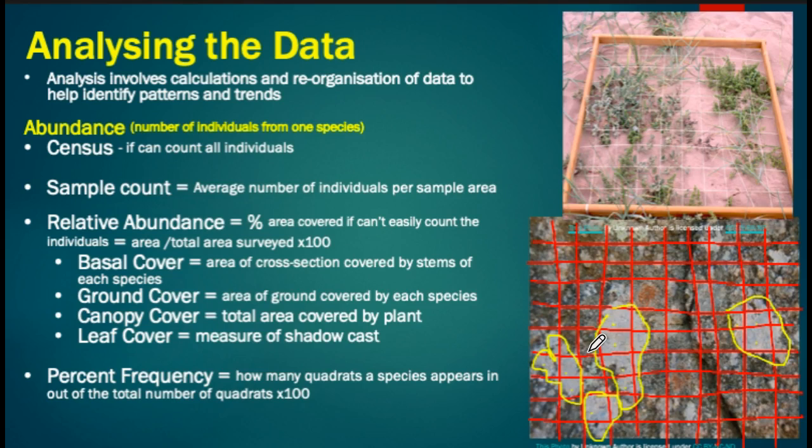In ecology, we want to watch it grow and change over time, so you can't destroy an area to sample it. So we use relative abundance, or looking at the area it covers instead. So you can do that for basal cover or ground cover. That's a ground cover one there. Canopy cover, looking at how much canopy is actually covering your quadrat. Or leaf cover, that's a measure of shadow cast. Honestly, never used it, wouldn't worry about it, but it's in your textbook, so I'll put it there.